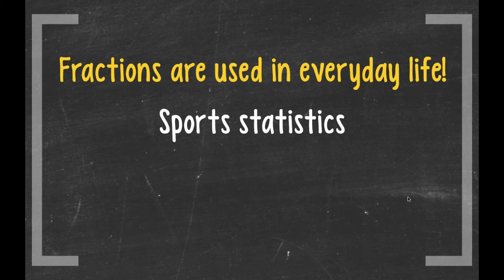Another example is a basketball player's shooting percentage. You can take their shots divided by how many times they shot, and that can equal a fraction, a decimal, and a percentage. So it's a good way to mix in everything.